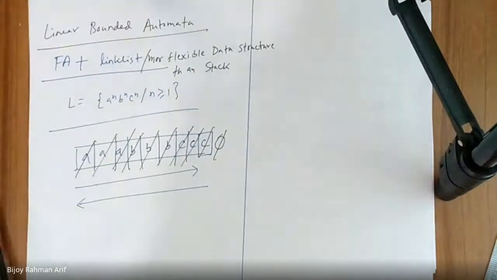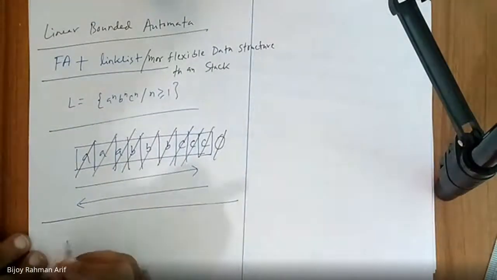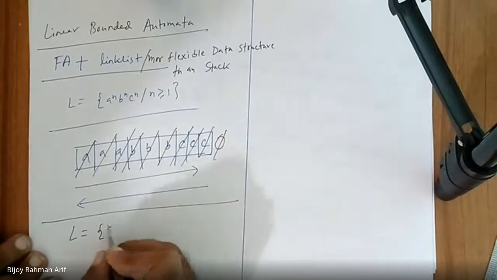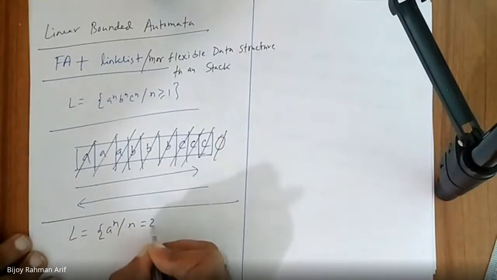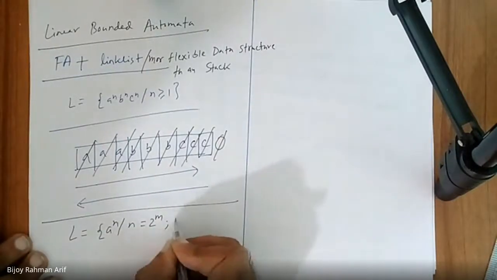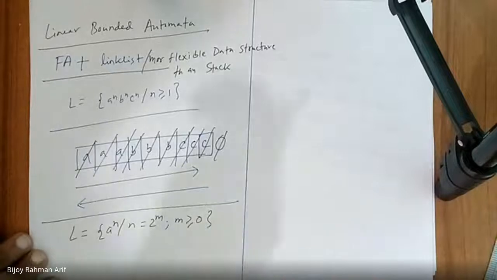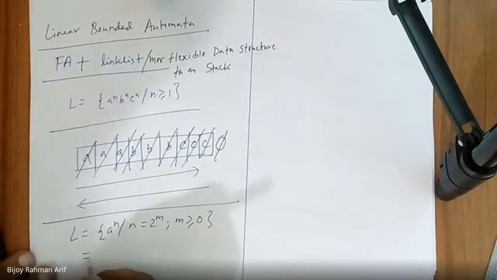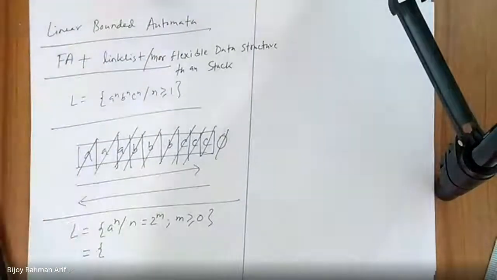How about this language? Let's take this language. Very simple language. A to the power n, where n is 2 to the power m, m is greater or equal to 0. Can we accept this language as a linear bounded automata? So what are the strings inside this language?